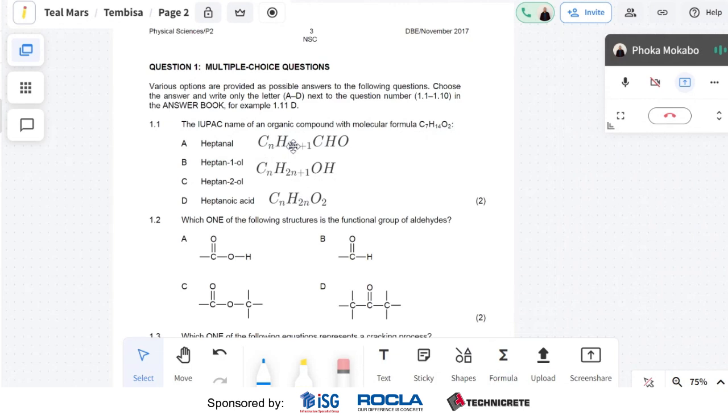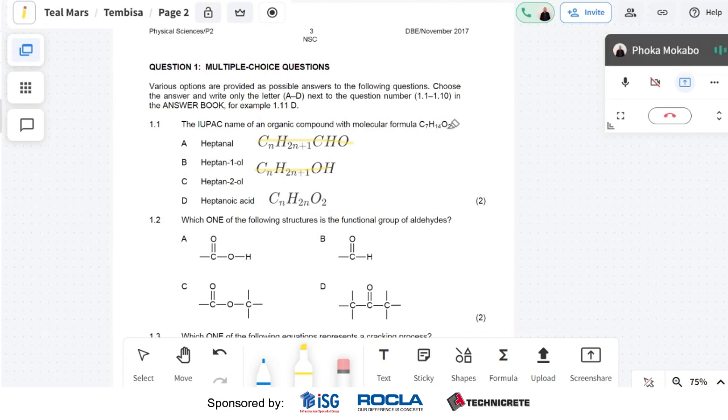Now, if you look over here, if you substitute 7 for n, you'll get C7H15, so that already cancels out heptanal. It is definitely not an aldehyde. For the exact same reason, it will not be an alcohol. And if you look at the general formula for carboxylic acid, you will see that it does indeed satisfy the general formula. Treating n to be 7, you have C7, and 2n would be 14, which is what we see over here. And O2 is also satisfied.